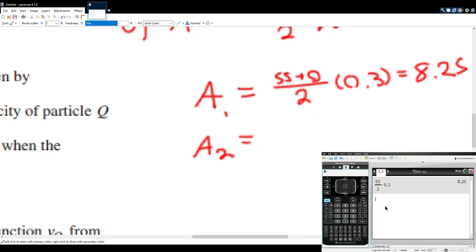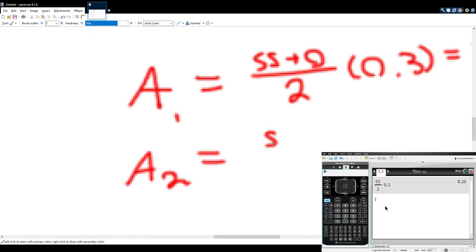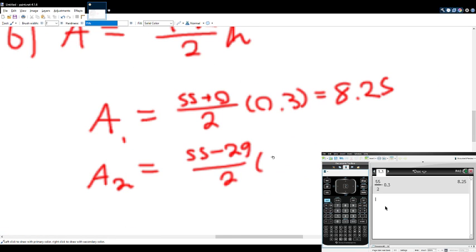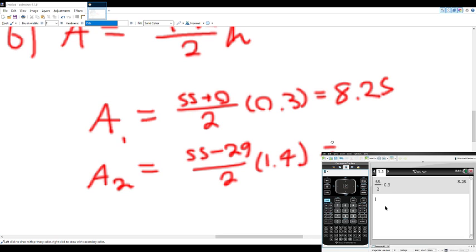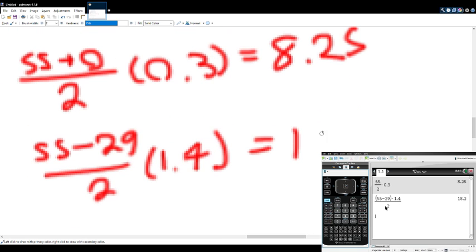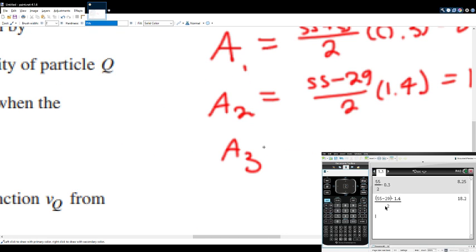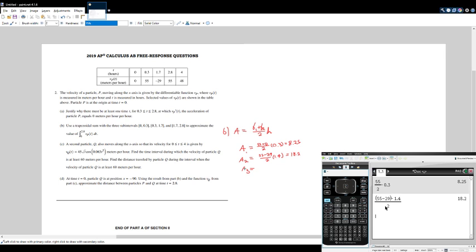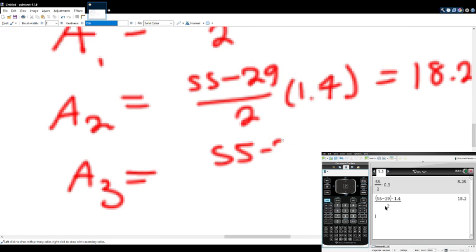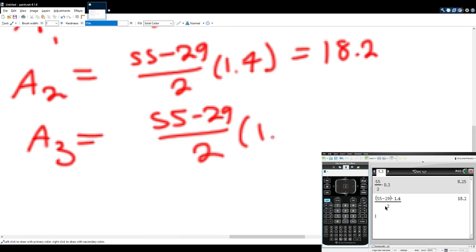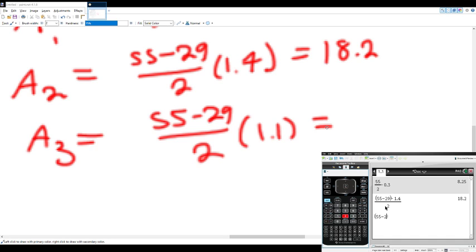The second area is 55 minus 29 over 2 times the time interval, which is 1.4. This is 55 minus 29, times 1.4, divided by 2, which is 18.2. And then the third area is equal to, again, 55 minus 29 over 2 times the time interval, which is 1.1, which equals 55 minus 29, times 1.1, divided by 2, which is 14.3.